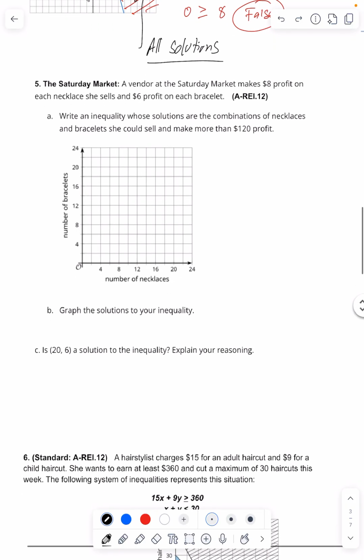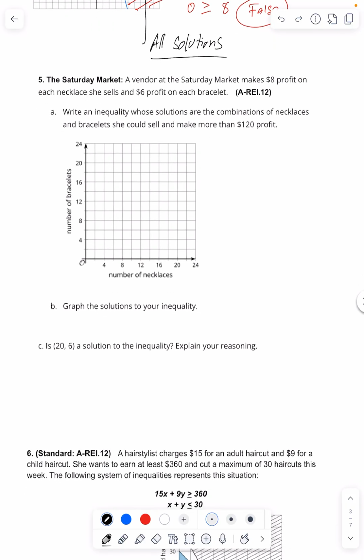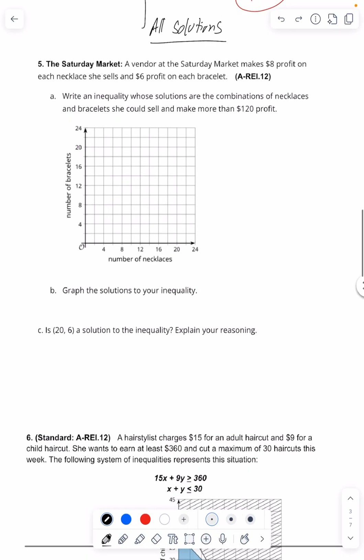Now let's look at number 5. It says the Saturday market. So it says a vendor at the Saturday market makes a $8 profit on each necklace and a $6 profit on each bracelet. So it says write inequalities whose solutions are combinations of necklaces and bracelets you could sell and make more than 120 profit. Okay, well, in this case, we have 2 items. So I'm going to make one X and one Y. And we could see here that the necklaces was X, the bracelet was Y.